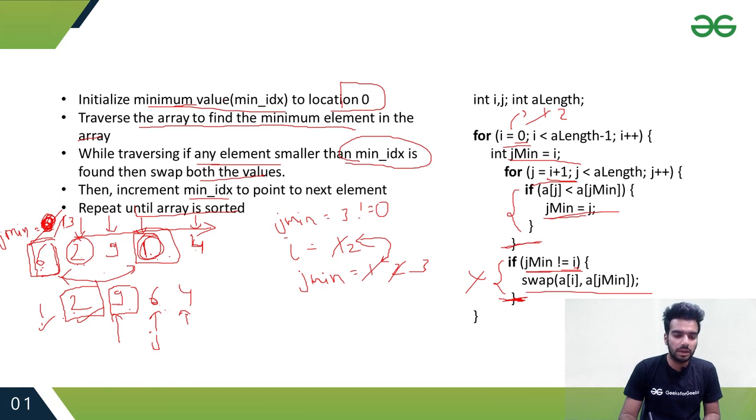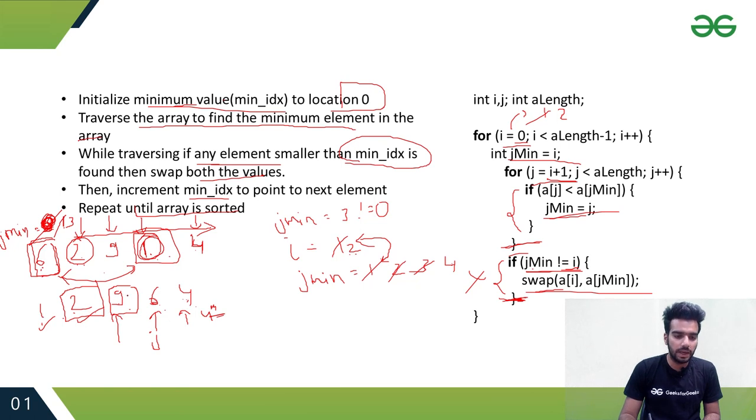Now it will again increase the value of j. Now this value is less than this? Yes, so store the index of this value in jmin, that is 4. Okay, so after this for loop, it will check jmin not equal to I. Yes, it is not equal, because I is 2 and jmin is 4. Then swap AI and AJ min.